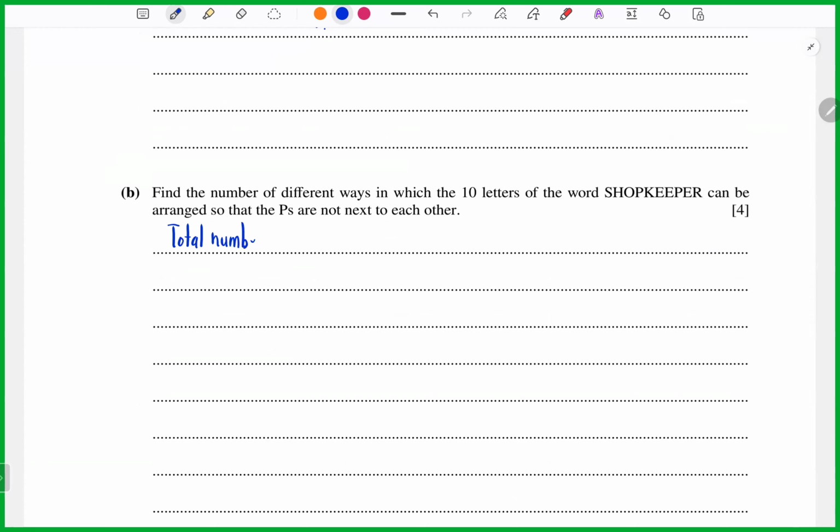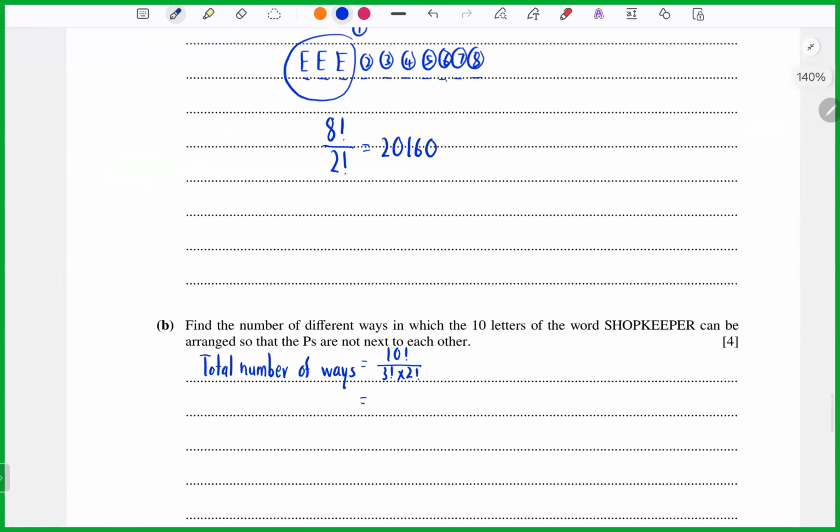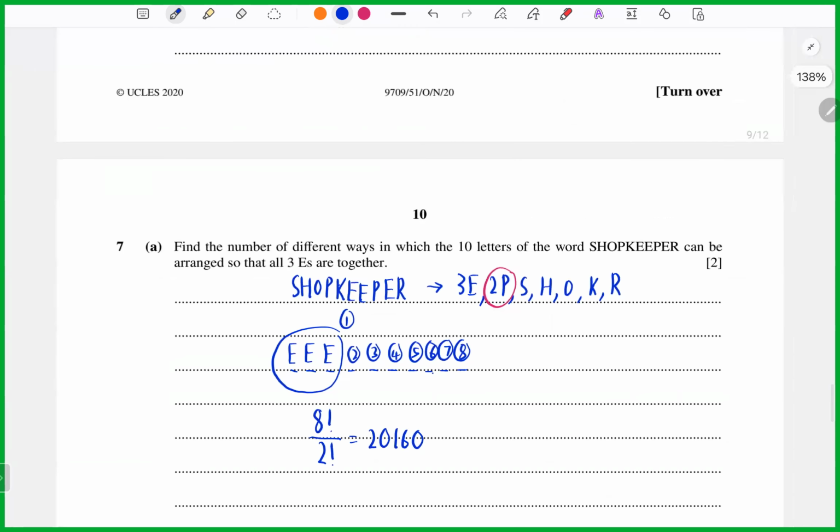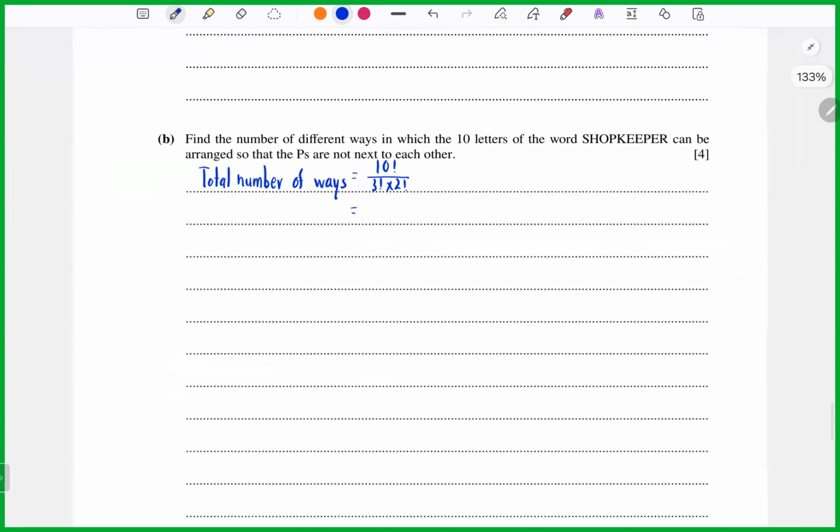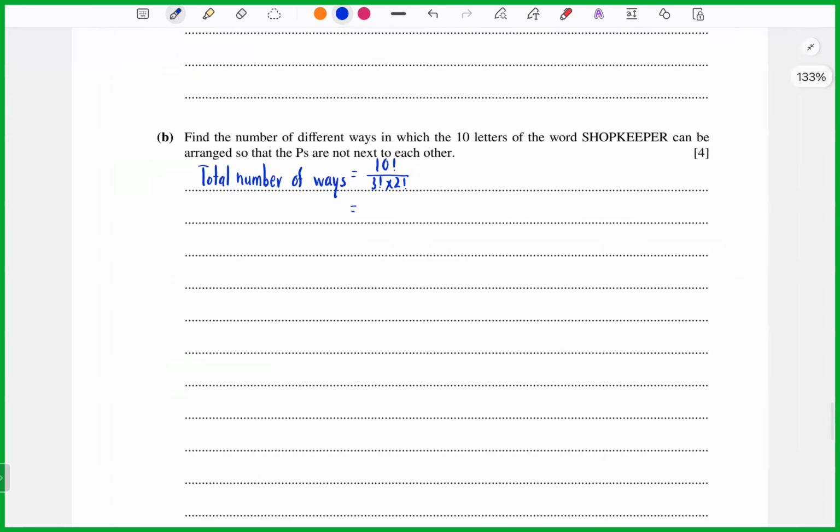So let's see the total number of ways. We got 10 letters, right? So you can take 10 factorial divided by 3 factorial multiply 2 factorial. Why? Because you see 3E and 2P, so you take 3 factorial and 2 factorial. So you will get 302400.